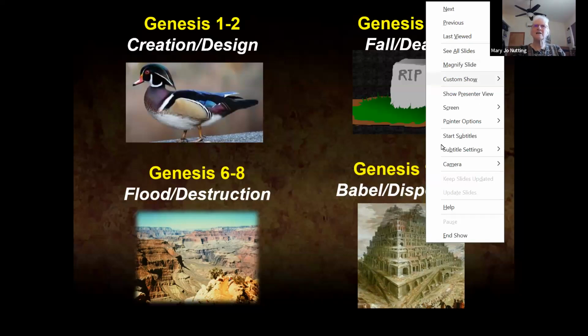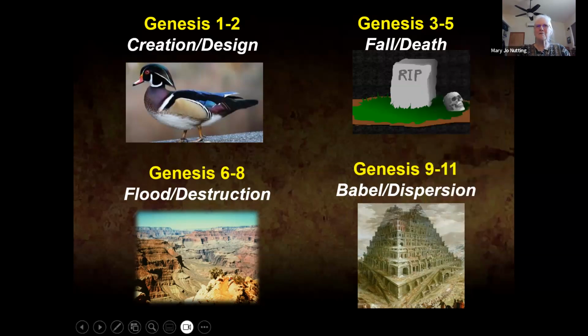And then Genesis 9 through 11 talks about the dispersion after Babel. As Noah and his family got off the ark, God told them, be fruitful and multiply and fill the earth. And they were not real obedient in that. They wanted to stay together and build a name for themselves. But God said, nope, enough is enough. And he came down and forced them really to spread out by confusing the languages.